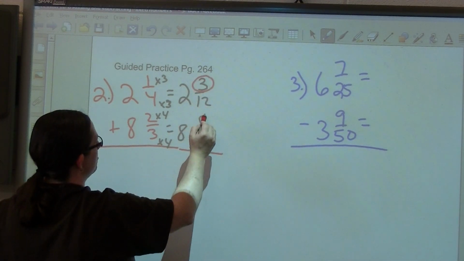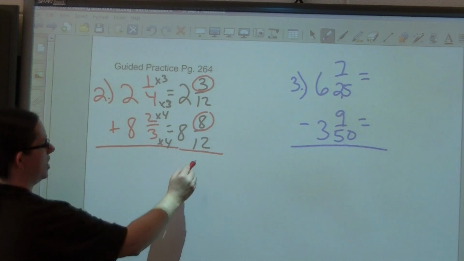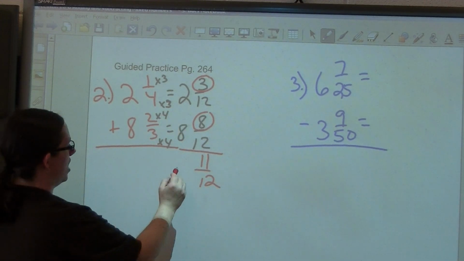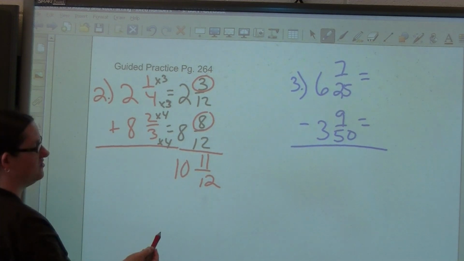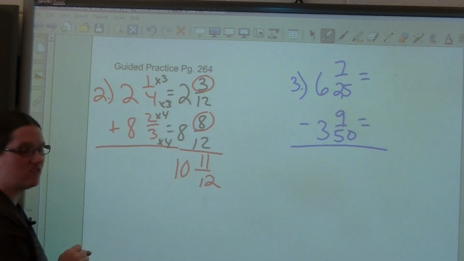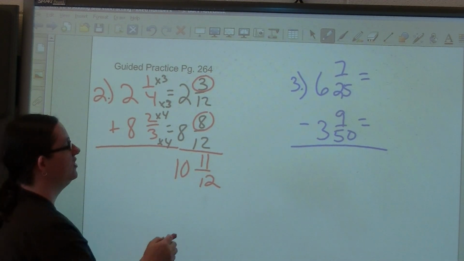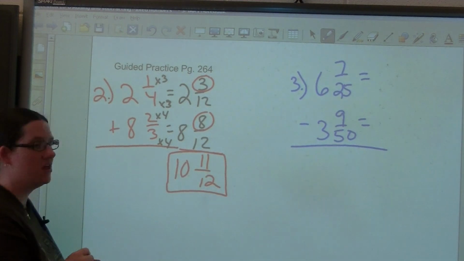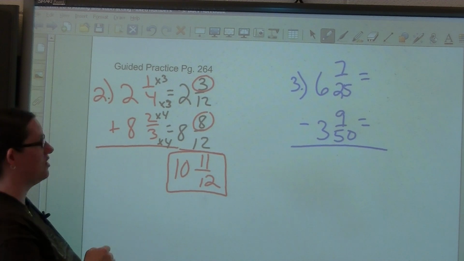We're going to add the numerators. 3 plus 8 gives us what? 11 over 12. And 2 plus 8 gives me what? 10. So now we have 10 and 11 twelfths. Can we simplify 11 twelfths any further? Nope. So our final answer is 10 and 11 twelfths. Nothing really new. Same process that we've been working on.